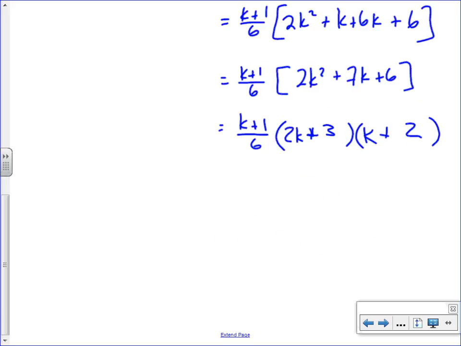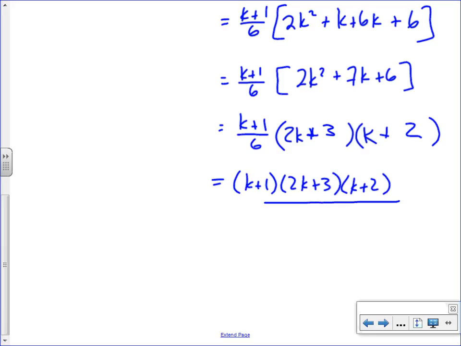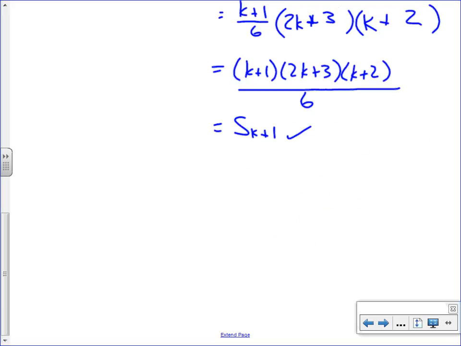All right. Is that it? Yeah, it is. Here we go. (2k plus 3) and then (k plus 2) divided by 6. Was that what we got for the last one, or in some form? Yep. This is equal to S(k plus 1), right? Check. Therefore, by mathematical induction, Sn is true for all positive integers n, and so on.